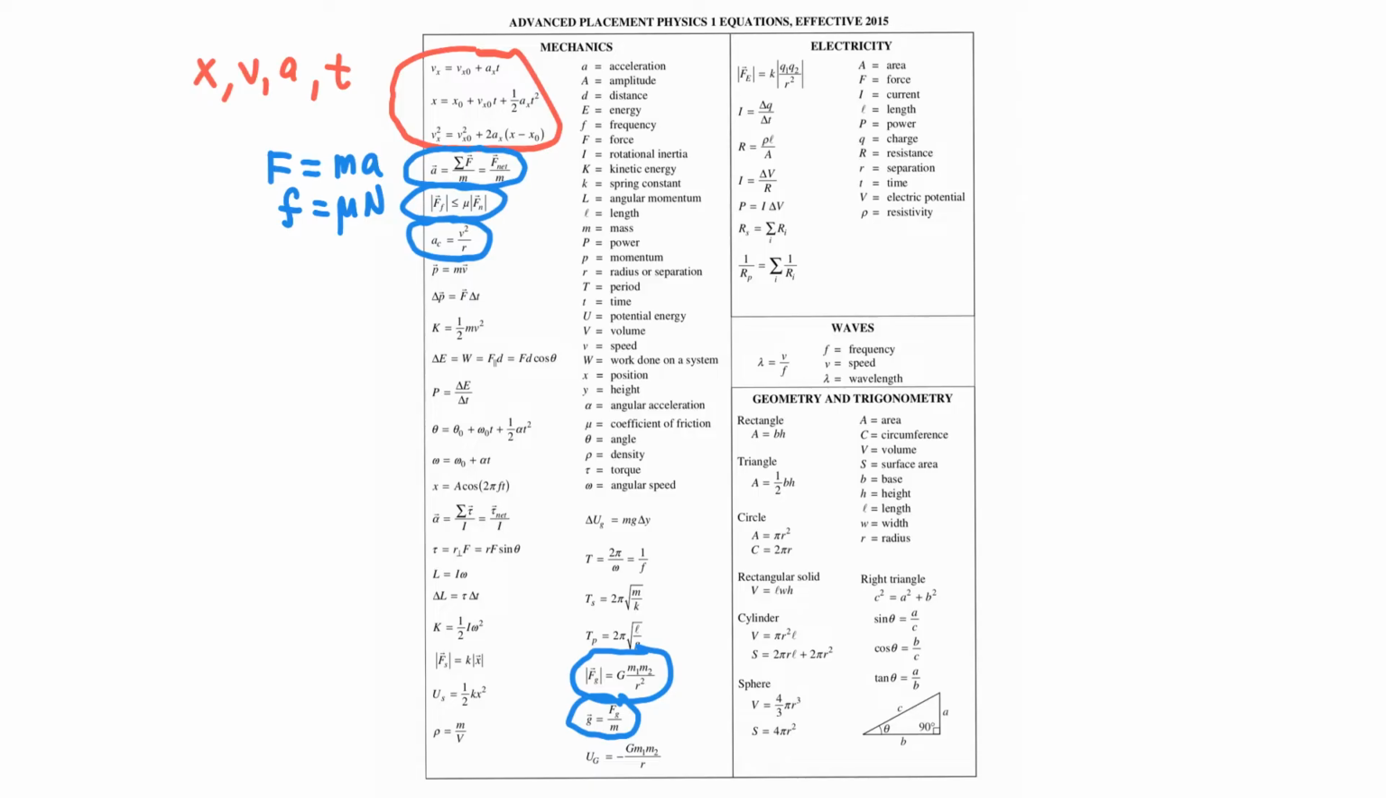The equation below that is for centripetal acceleration. We know that objects that are in uniform circular motion, traveling at a constant speed tangent to some circle, will experience a centripetal acceleration that points towards the center of the circle. Centripetal means center-seeking, and that center-seeking acceleration depends on the speed that it's traveling squared and the radius of the circle that it's traveling along.